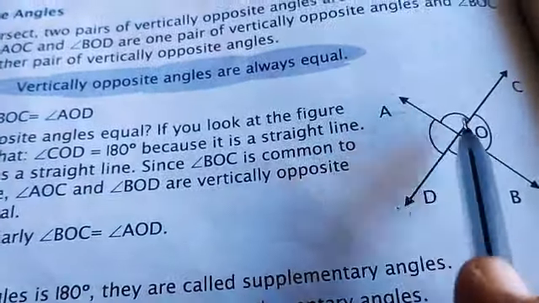When the sum of two angles is 180, then they are called supplementary angles.